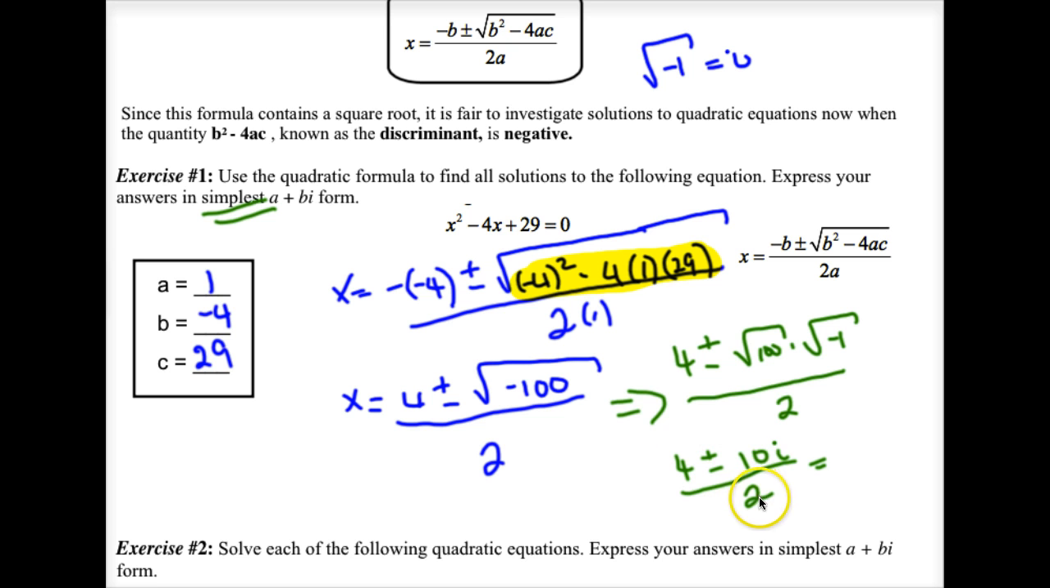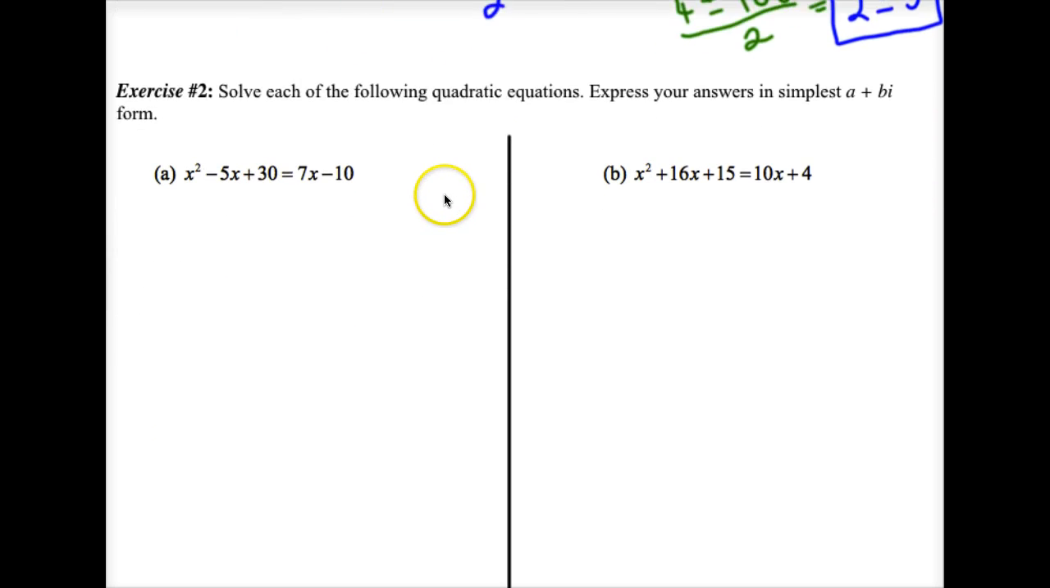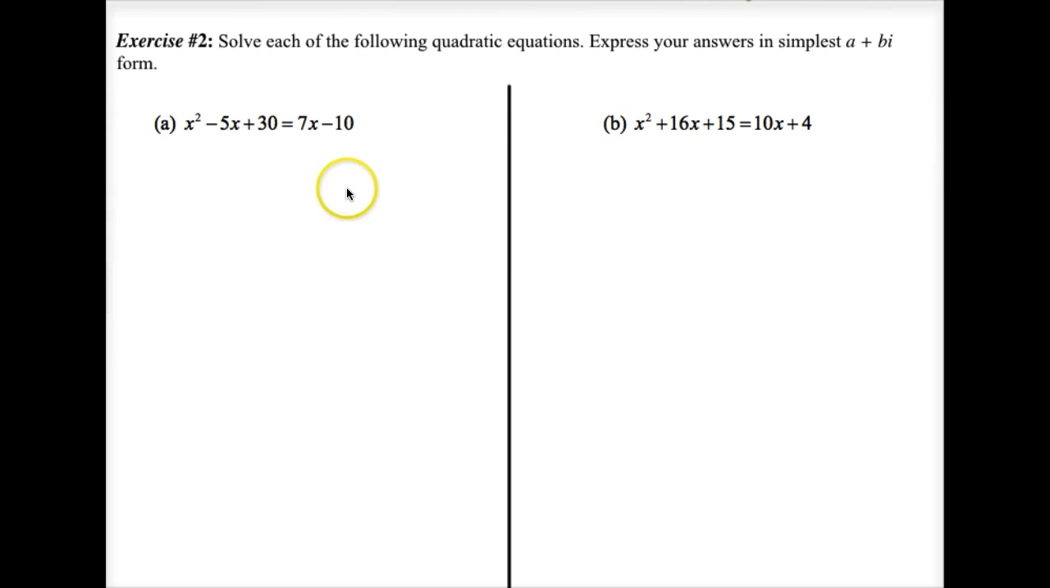The 4 can be divided by 2 and 10 can be divided by 2. So in simplest form, this becomes 2 plus or minus 5i. And this is the solution. These are the two roots to my quadratic equation. Before you get confused, let's do 2 more.